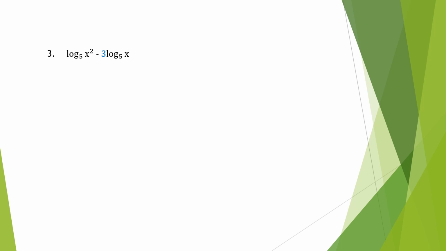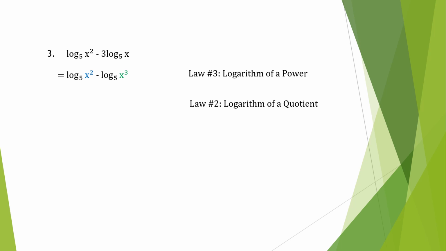Number 3, logarithm base 5 of x squared minus 3 logarithm base 5 of x. First, we will apply logarithm of a power. So we have logarithm base 5 of x squared minus logarithm base 5 of x cubed. Next, remember that the logarithm of a quotient is equal to the logarithm of the numerator minus the logarithm of the denominator. So we will apply law number 2. So we will have logarithm base 5 of x squared over x cubed.